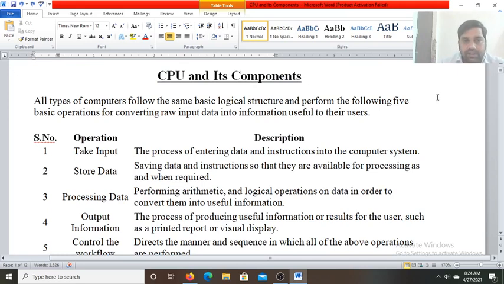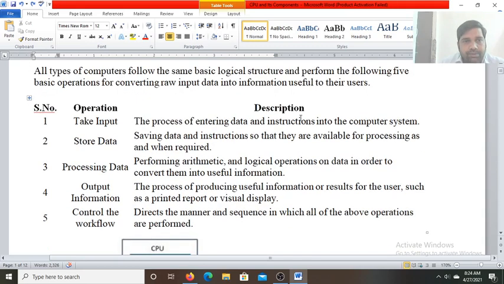As we know, all types of computers follow some basic logical structure and perform the five basic operations. Every computer, means every CPU, performs the five basic operations for converting the input data into information. So all the CPU means all the computers. CPU means your computer only.